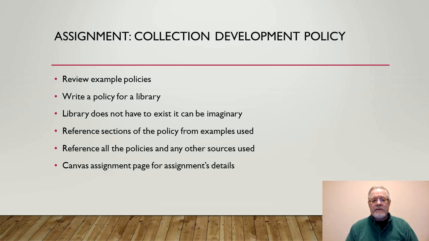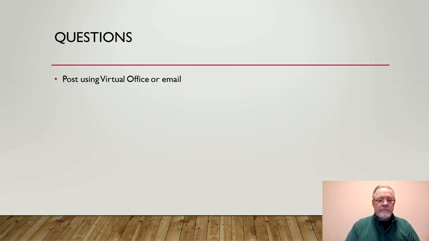So the policy is going to be one that you write yourself, but you can get information from other policies for that section. And if you can paraphrase it in your own language. In some cases, you may want to take it directly, like say a mission statement. You might want to take directly from some library that you feel has a very good mission statement. But use as much language of your own as you wish, or as possible. Again, see the Canvas assignment page for the assignment's details.